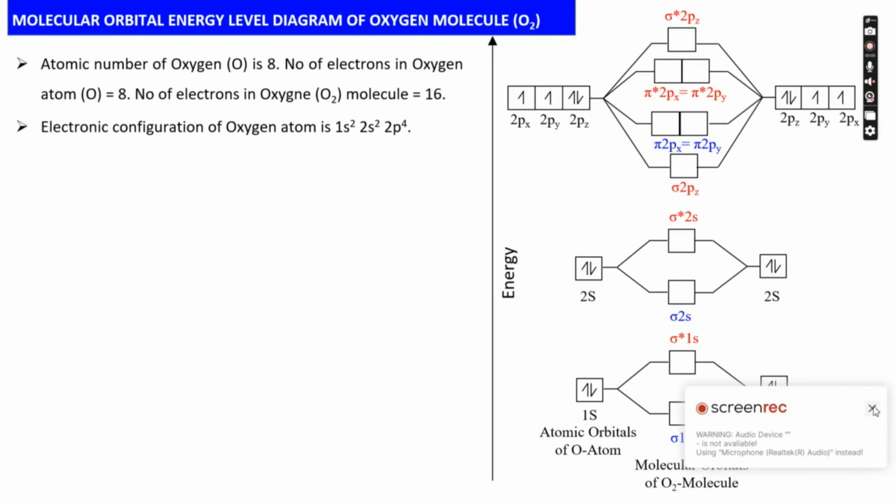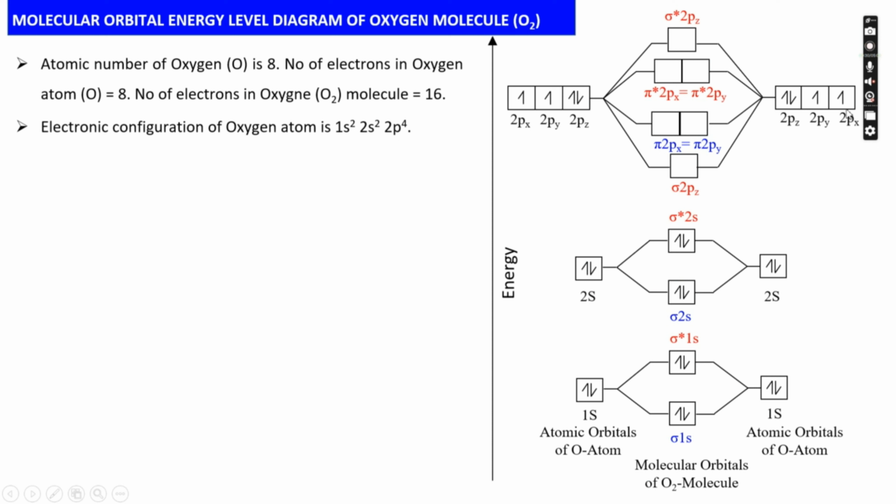After forming the molecular orbitals, electrons should be filled into them. Here, the 1s atomic orbital and the other 1s atomic orbital have 4 electrons altogether. Out of 4, 2 electrons are filled into the sigma 1s molecular orbital. The remaining 2 electrons are filled into sigma star 1s. Here, 4 electrons are there in the 2s atomic orbitals. Therefore, 2 electrons are filled into the sigma 2s molecular orbital, and the remaining 2 electrons are filled into the sigma star 2s molecular orbital.